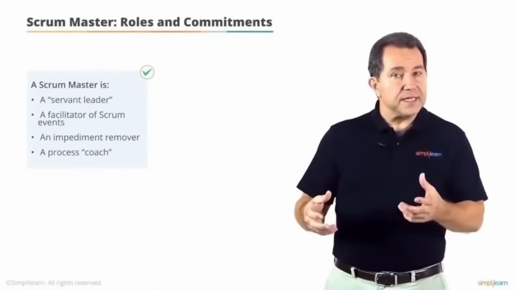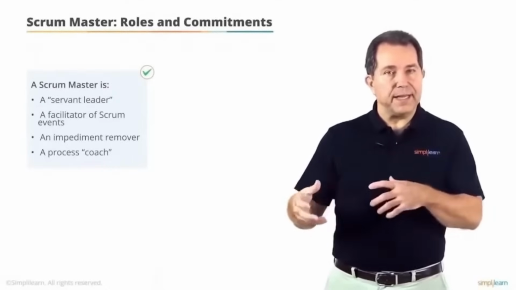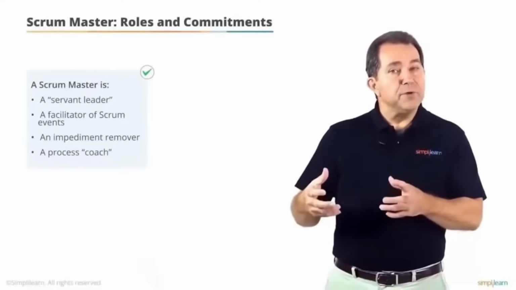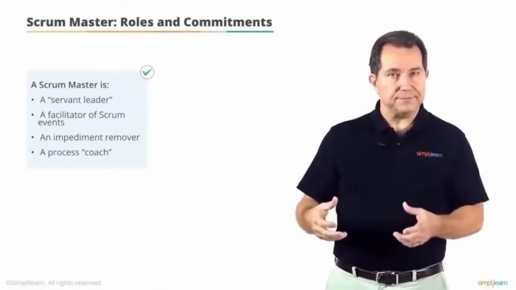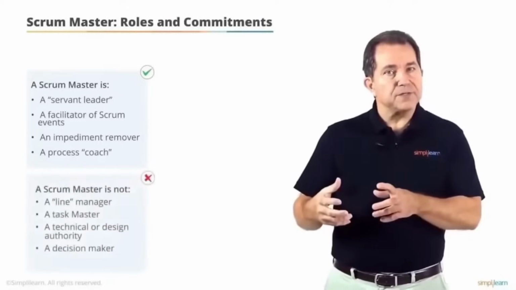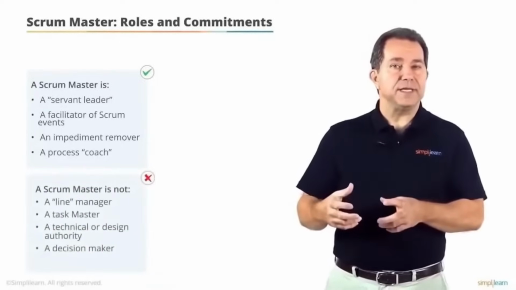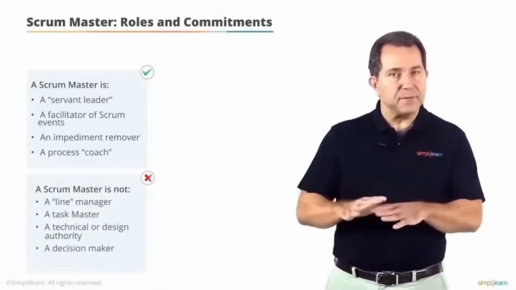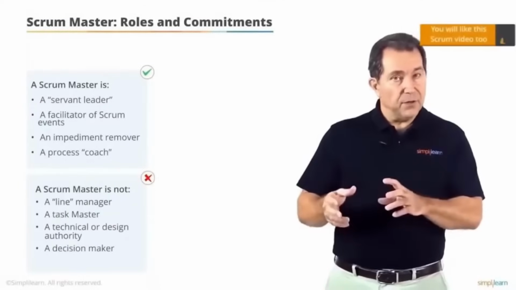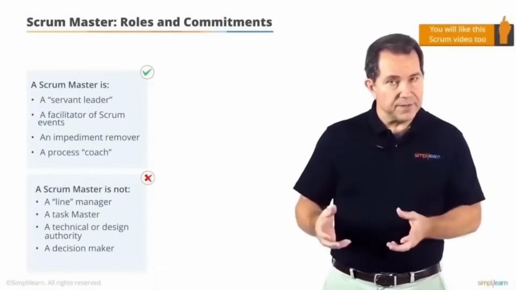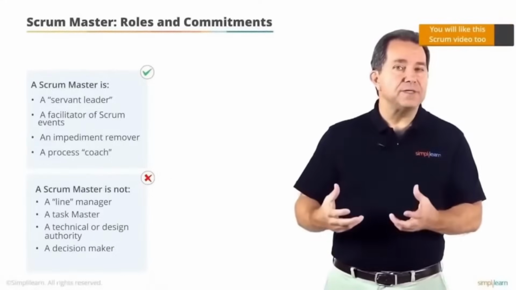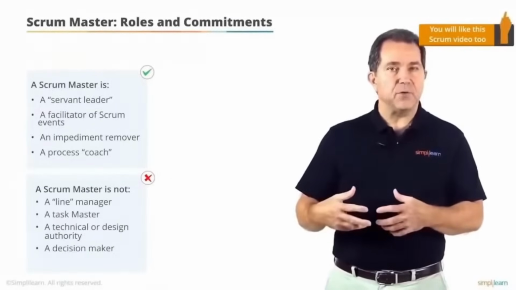The Scrum Master facilitates the Scrum ceremonies such as sprint planning, daily stand-up, sprint review, and sprint retrospective. The Scrum Master removes obstacles or impediments faced by the team. The Scrum Master is also a process coach and mentor. The Scrum Master must not be a line manager of the team. The Scrum Master is not to be a taskmaster either. The Scrum Master is not a technical or design authority, nor is he or she a decision maker for the team. Throughout the course of the project, the Scrum Master must not do anything to rob the team of its empowerment and ability to self-organize.